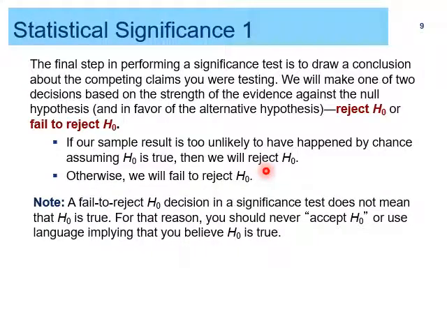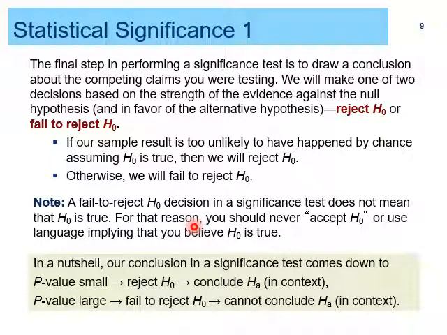A fail to reject decision in a significance test does not mean that H naught is true. For that reason, you should never accept the null hypothesis or use language implying that you believe H naught is true. That is the reason we use only these two conclusions: we cannot say we accept the null hypothesis, because if you failed to reject the null hypothesis, it does not mean that it is true.